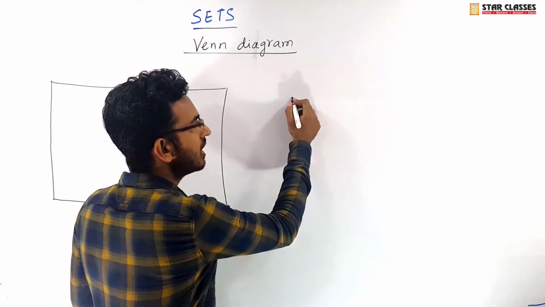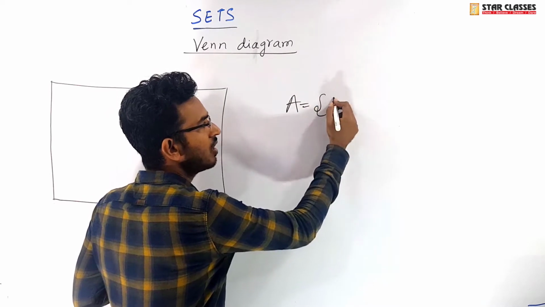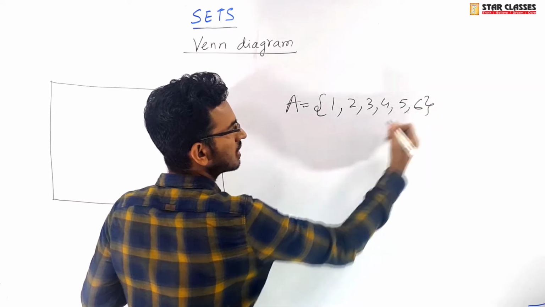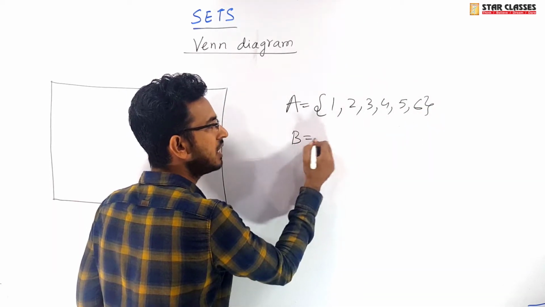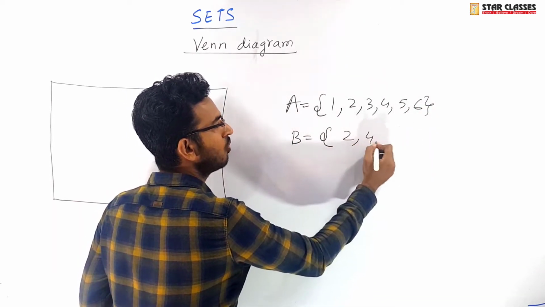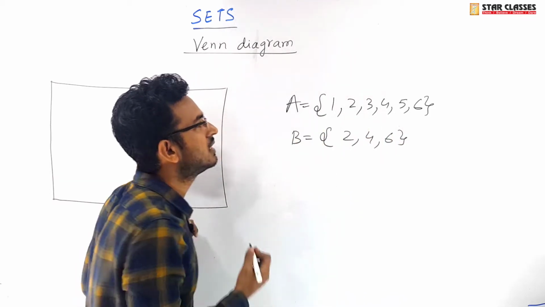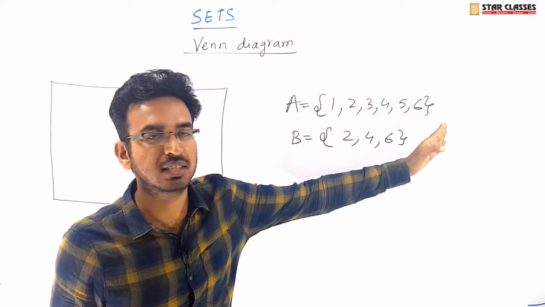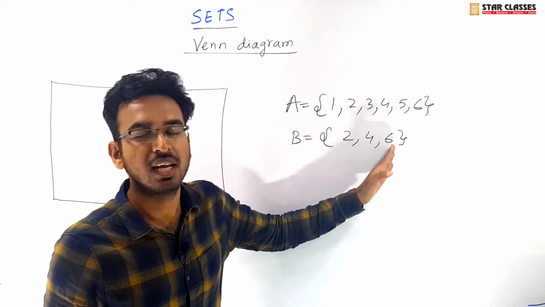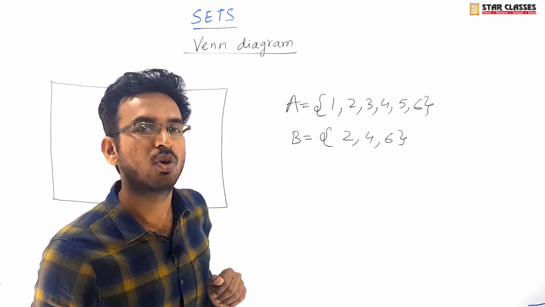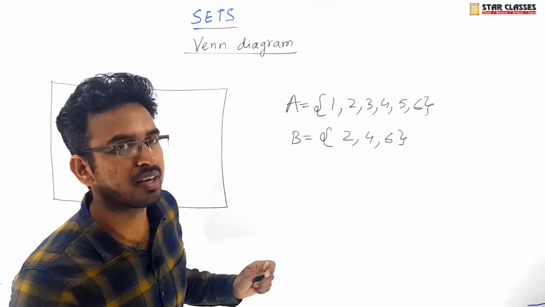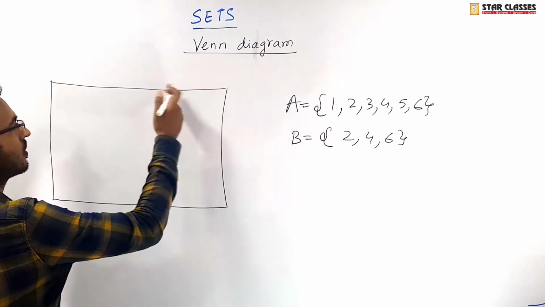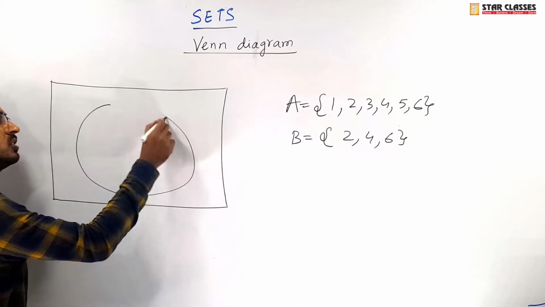Suppose there is a set A which has elements 1, 2, 3, 4, 5, 6. Okay, and there is another set B which has elements 2, 4, 6. So you can say set A is natural numbers less than or equal to 6 and set B is even numbers less than or equal to 6. So how can we represent it diagrammatically using Venn diagram? So you have to make a box like this. Okay, this is suppose set A you are making.